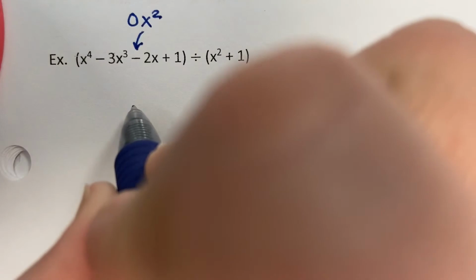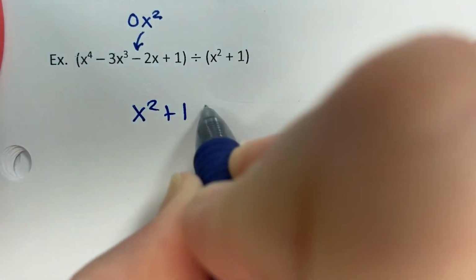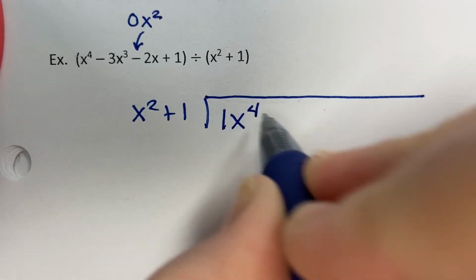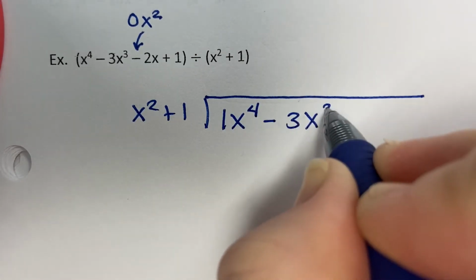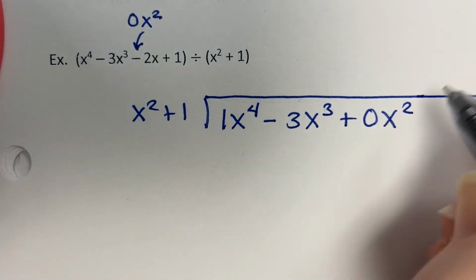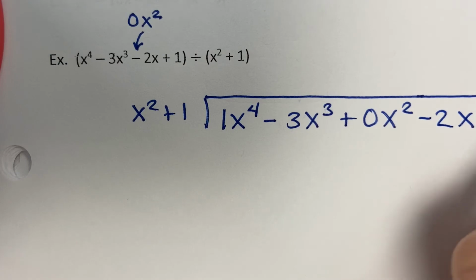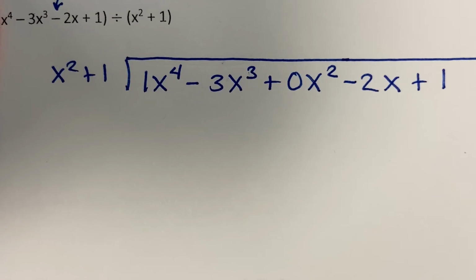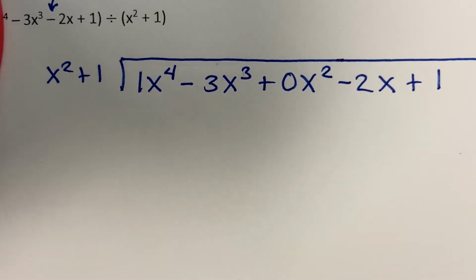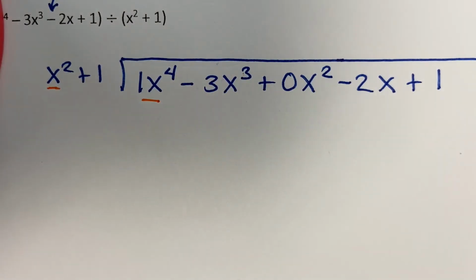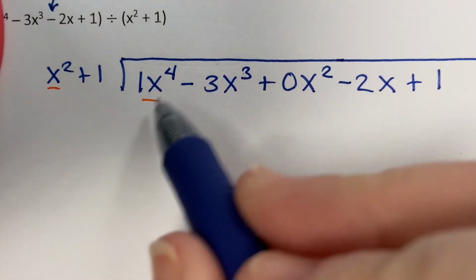because it kind of serves as like a placeholder. So I'm going to have x squared plus 1 divided into 1x to the 4 minus 3x cubed plus 0x squared minus 2x plus 1. Let me slide this over a little bit. All right, so I'm going to do the same thing I've been doing. I'm going to start off with the first term. So what can I multiply x squared by to get x to the 4? And it would be x squared.